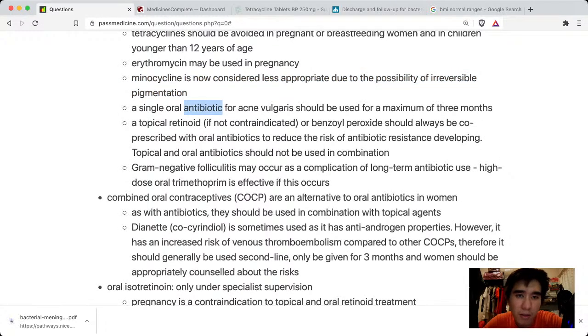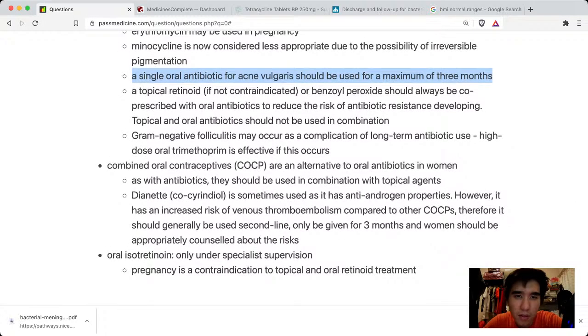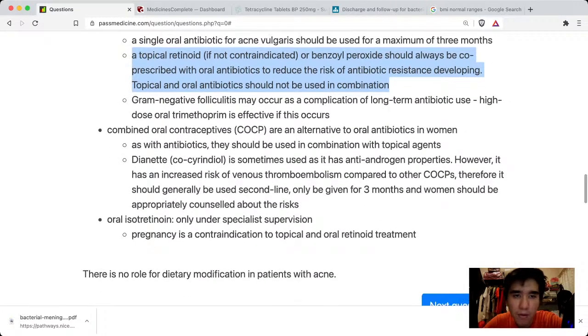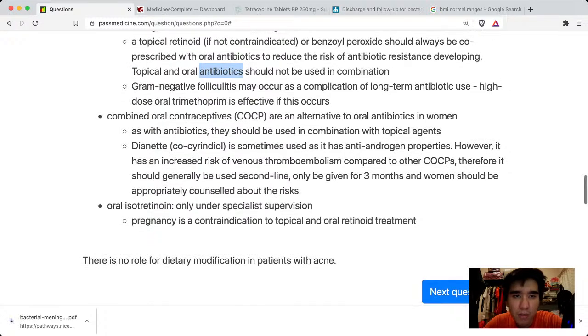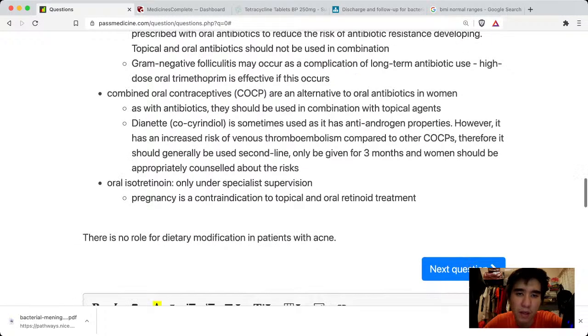A single oral antibiotic should be used for a maximum of 3 months. Topical retinoid, if not contraindicated, or benzoyl peroxide should always be co-prescribed with oral antibiotics to reduce the risk of antibiotic resistance. Topical and oral antibiotics should not be used in combination. Gram-negative folliculitis may occur as a complication of long-term antibiotic use. High-dose oral trimethoprim is effective if this occurs.